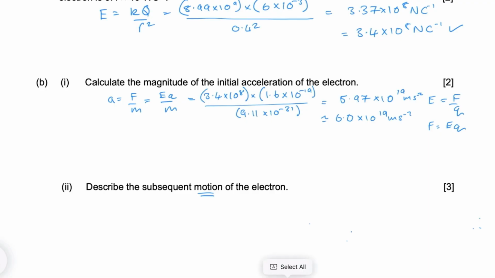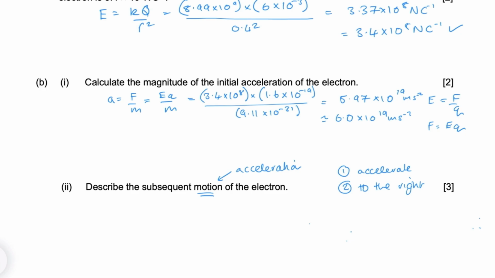B2, describe the subsequent motion of the electron. Do you remember earlier I said when it described the motion, you're looking at using one of those 4 phrases. In this case, again, we're going to use acceleration. But we've got to give it 3 marks. We're going to say that it's going to accelerate to the right because it's going to be repelled from the charge.